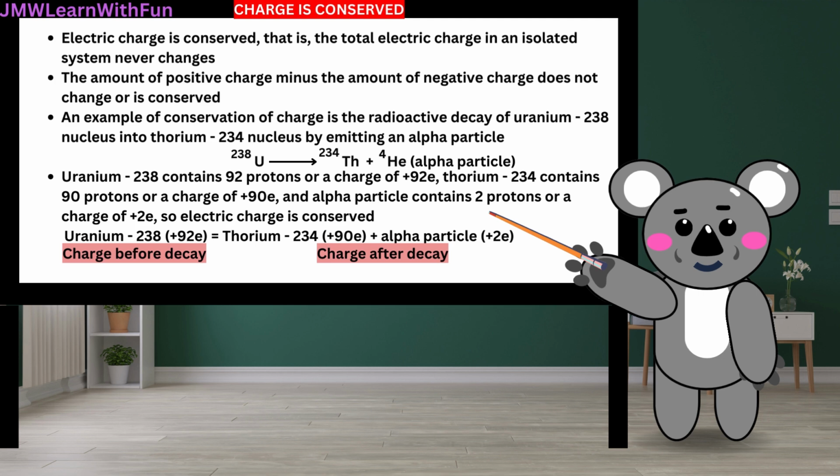An example of conservation of charge is the radioactive decay of uranium-238 nucleus into thorium-234 nucleus by emitting an alpha particle. U-238 gives thorium-234 plus alpha particle. Uranium-238 contains 92 protons or a charge of +92e. Thorium-234 contains 90 protons or a charge of +90e, and alpha particle contains 2 protons or a charge of +2e, so electric charge is conserved. Charge before decay, uranium-238, +92e, equals charge after decay, thorium-234, +90e, plus alpha particle, +2e.